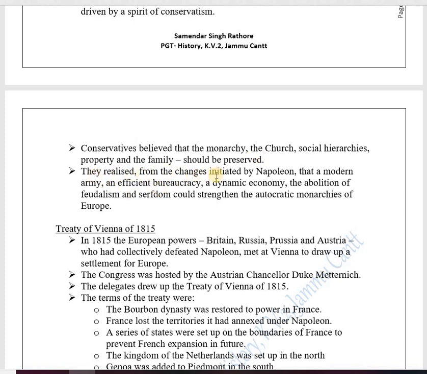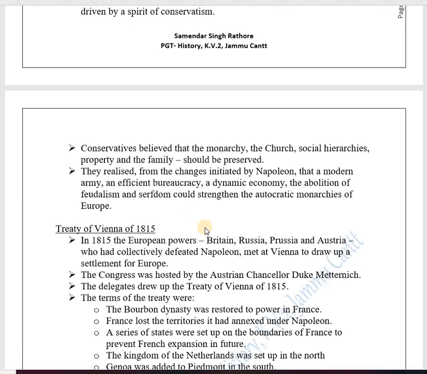They realized from the changes initiated by Napoleon that a modern army, an efficient bureaucracy, a dynamic economy, and the abolition of feudalism and serfdom could strengthen the autocratic monarchies of Europe. So they understood that the initiatives which Napoleon had started were required. If you want to save your monarchy, you need to have a modern army, an efficient bureaucracy, a dynamic economy, and so on. So you have to give some rights to the people to save your monarchical form of government.